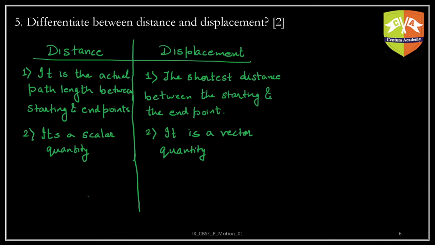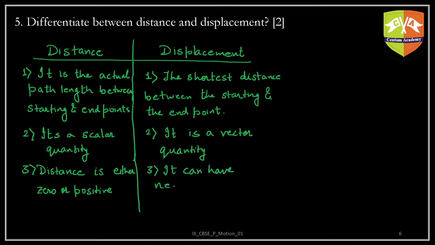What else is there? So if you see, distance can be zero. That means there is no difference between start and end point. Distance is either zero or positive. It will always be either zero or positive. If it is not zero, then it has to have a positive value. But in case of displacement, it can have negative values as well. Apart from being zero and positive values, it can have negative values as well, right?